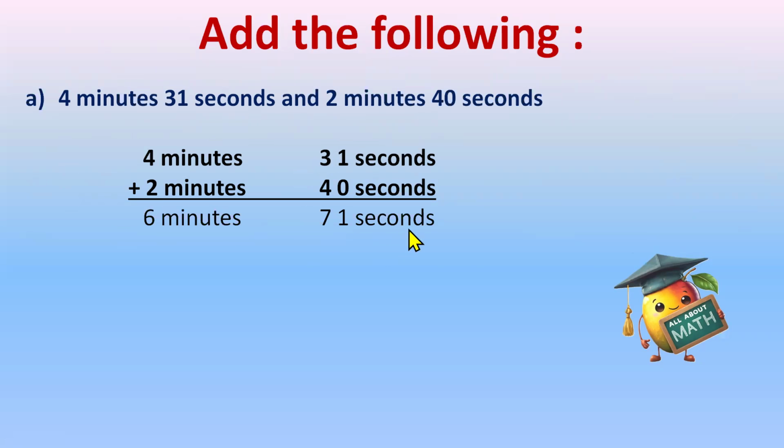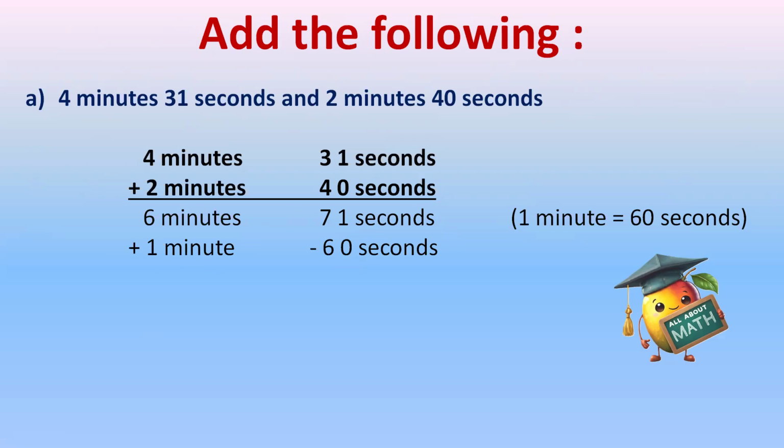After addition, now check seconds. It's 60 or more than 60. If it's 60 or more than 60, yes it is. Then subtract 60 from the seconds and add 1 to minutes, because 1 minute equals 60 seconds. So seconds can't be greater than 60. So we'll subtract 60 from seconds and add 1 in the minutes, because 1 minute is 60 seconds, and it will be given to minutes.